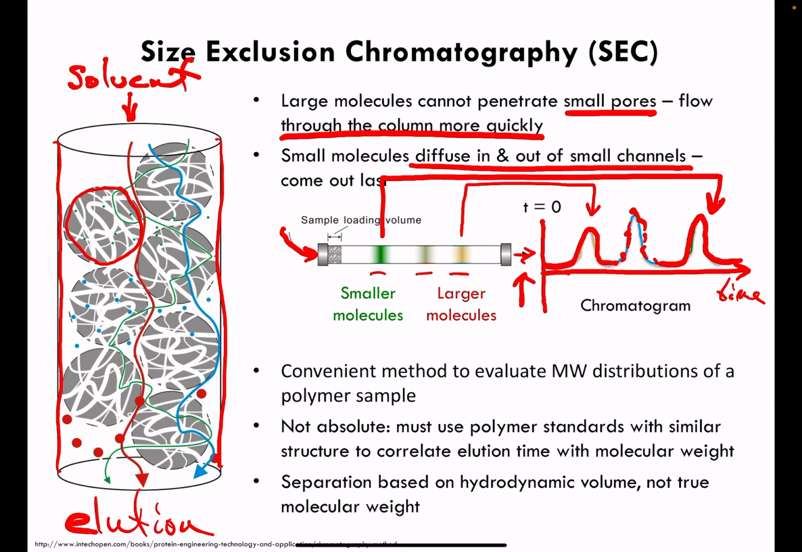So this overall is a very convenient method to evaluate molecular weight and molecular weight distributions of a polymer sample. In general, it's not absolute because we must use polymer standards that establish the profile for elution time for a certain polymer of certain size to elute from the column. So we relate molecular weight to that time of elution, and this is done with polymer standards that may not match the chemistry and the size of the exact polymer in question.